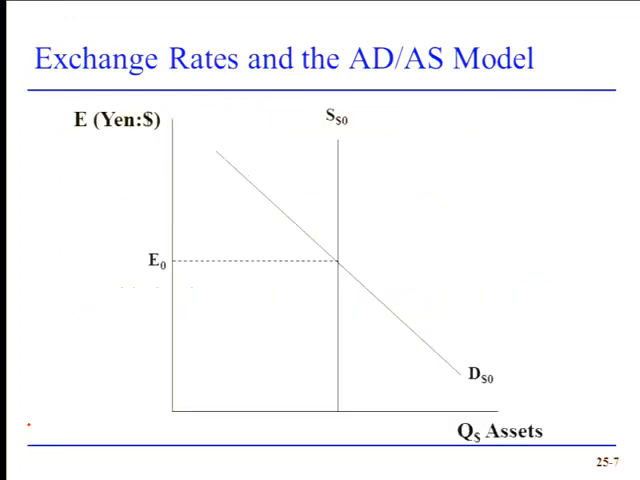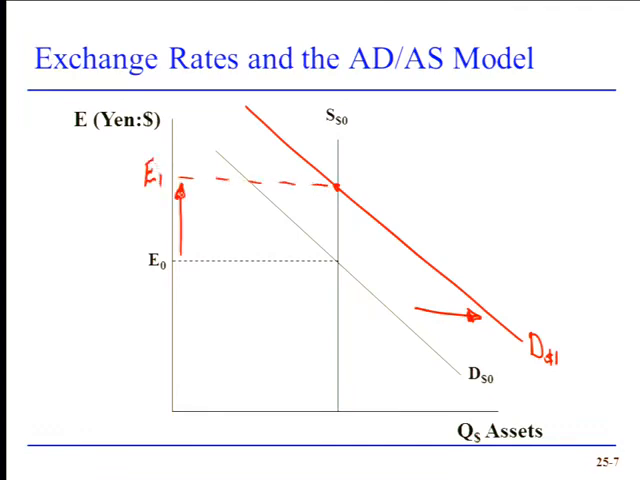Suppose for some reason the demand for the domestic currency denominated assets increases. The demand curve then shifts to the right, and the currency will appreciate. Okay, so that's just standard.